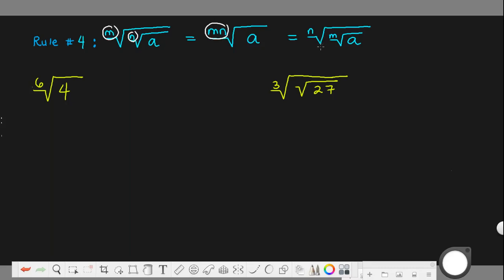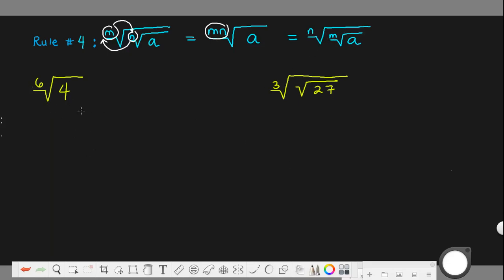At pwede rin pala siyang i-interchange, no? From m, nasa labas ng root, napunta sa loob ng root din. Yan. So, pwede siyang pag-interchange. So, pwede siyang maging ganito, no? Nth root of mth root of a. So, pwede siyang pagsamahin, pwede siyang pagbaligtarin. So, ganun lang yung rule number 4 natin.